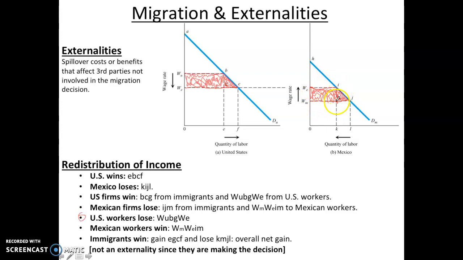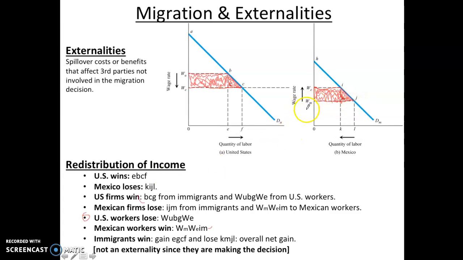So this area here is the additional wages paid to remaining Mexican workers, whereas this area, IJM, is the lost productivity that comes from those Mexican migrants that leave Mexico. Overall, though, this entire area is lost to Mexican firms.